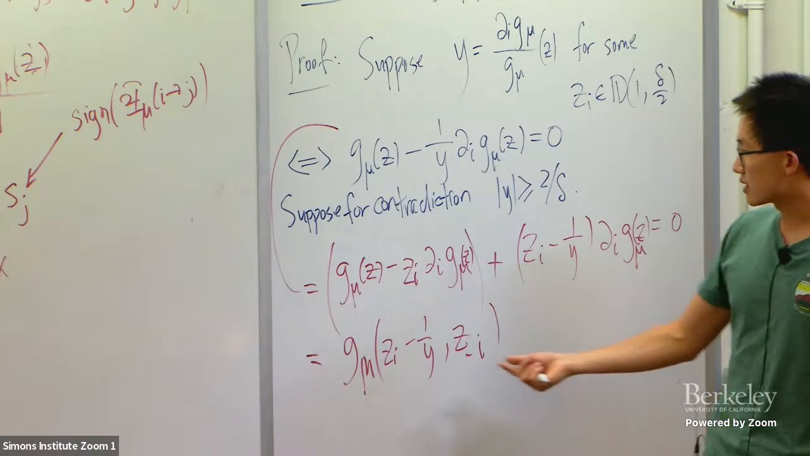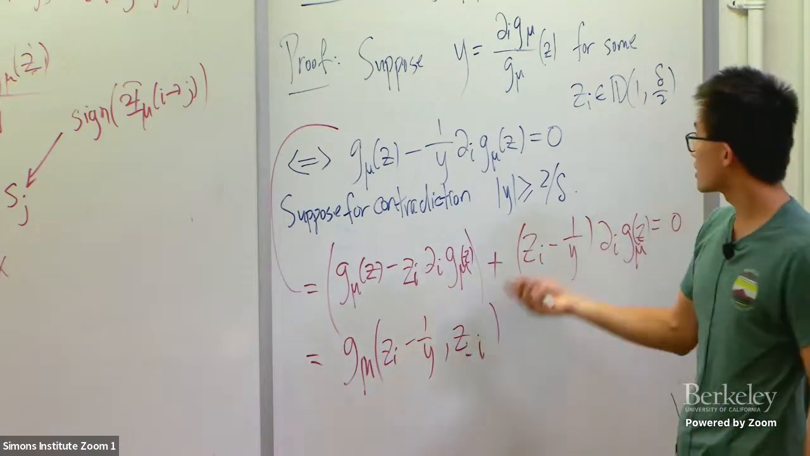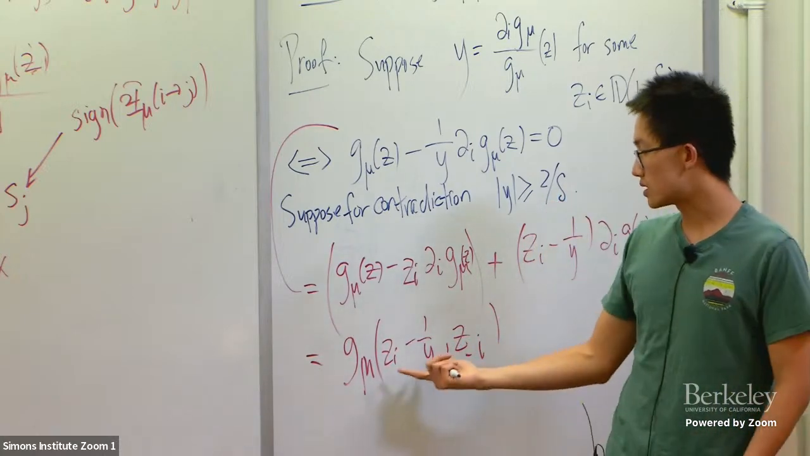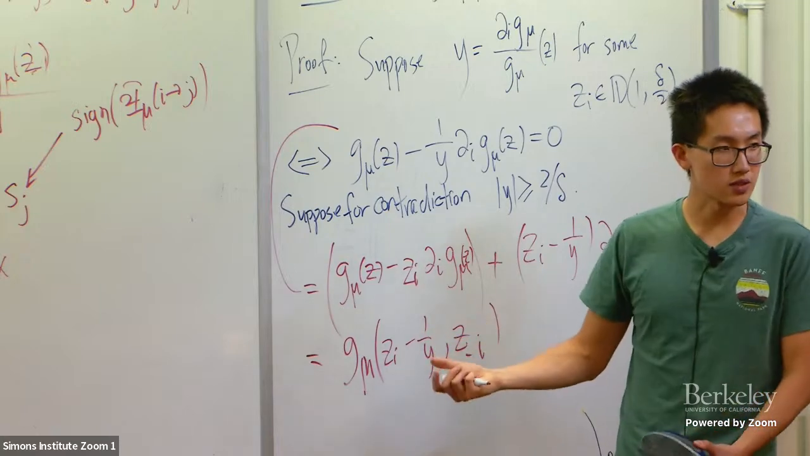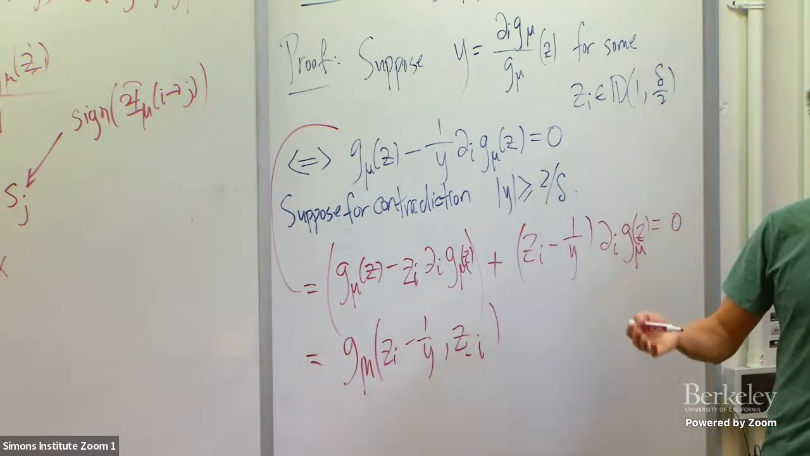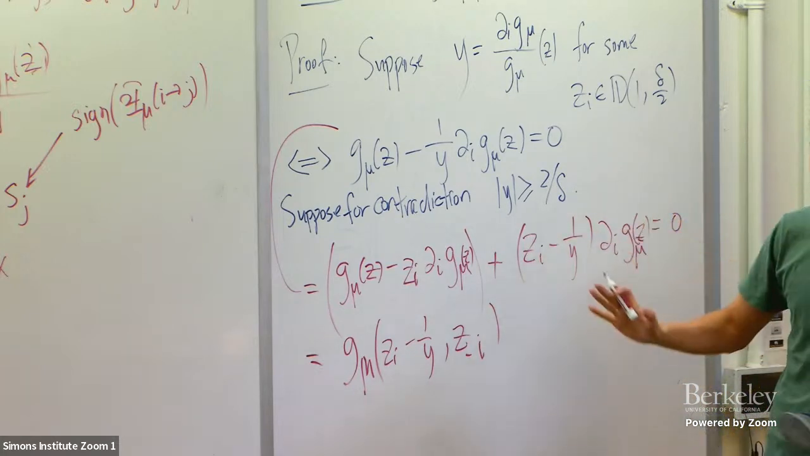The other key point is that I've assumed zi to be very close to, inside the zero-free region. And since y has a very large norm, 1 over y is a very small perturbation. So zi minus 1 over y is still inside my zero-free region. I'm claiming this here is equal to 0. So that's contradicting zero-freeness for my polynomial. And so I'm done.